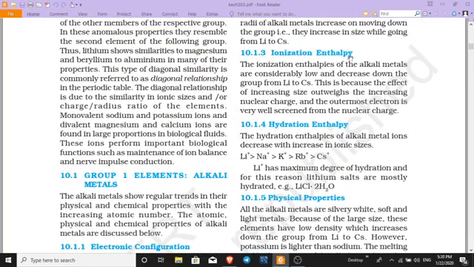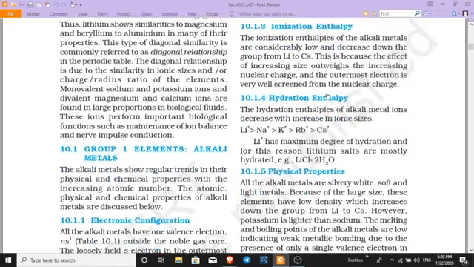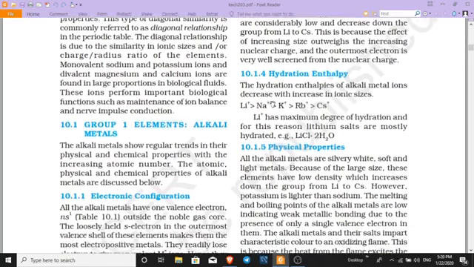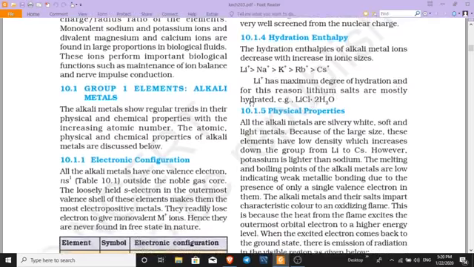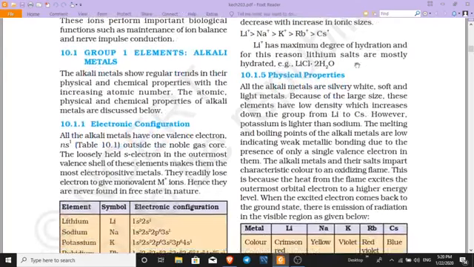So ionization enthalpy is the energy required to remove the electron from the outermost shell. Now coming to hydration enthalpy. The hydration enthalpy of alkali metal ions decreases with increase in ionic size. Lithium has the maximum degree of hydration, for which reason lithium salts are mostly hydrated. Now coming to physical properties.